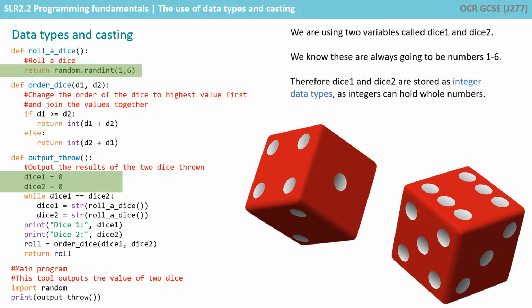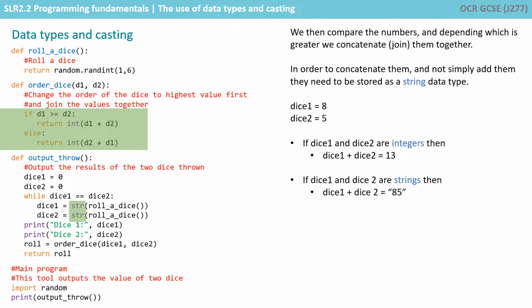We know that our dice1 and dice2 variables are only ever going to hold the whole numbers 1 through 6, because these are the numbers that appear on the faces of a dice. Therefore, the variables dice1 and dice2 are stored as integer data types, as integers can only hold whole numbers. Later on in our code, you can see we then compare the numbers, and depending which is greater, we join them together. Now, in order to concatenate them, join them together, and not simply add them as you would with maths, we need to store them as strings.